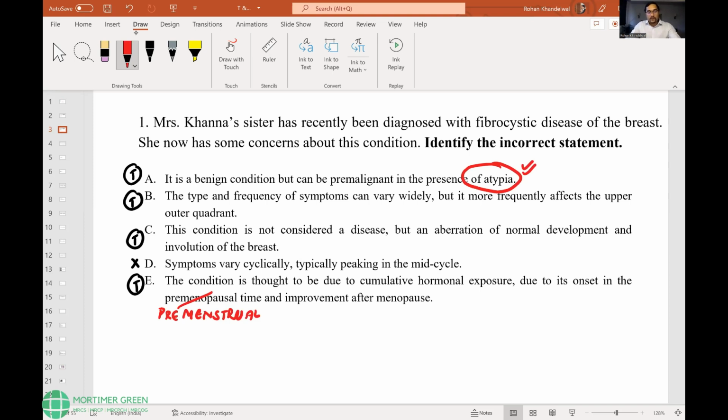The type and frequency of symptoms can vary, but it most commonly affects the upper outer quadrant. This is also true. This you should know. Mostly patients will come with problem in the upper outer quadrant. It is not considered as a disease, but an aberration of normal development and involution. So this term ANDI, aberration of normal development and involution, basically encompasses all the benign breast conditions. Right from puberty till the time of menopause, most of the benign breast conditions fall under the gamut of aberrations of normal development and involution.